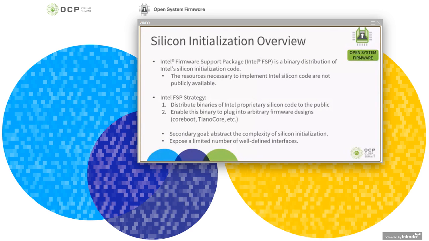So for silicon initialization, we generally use the Intel FSP as our distribution mechanism. Generally, the resources needed to implement the FSP are not publicly available, so we use the FSP as a means to provide that to the community.